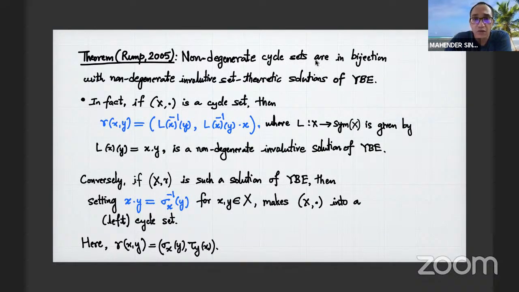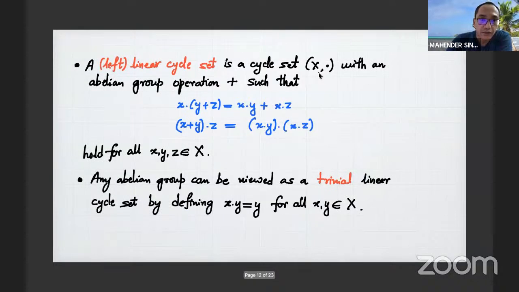So an attempt is made to classify these algebraic objects themselves, and in fact, a subclass of these objects. To do that, we introduce this subclass first. So what is a linear cycle set? It's a linearized version. It's a cycle set with a little richer structure, in that you have an additional group structure, which is an abelian group.